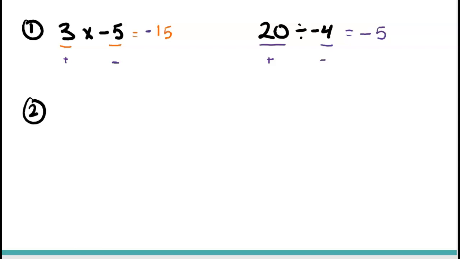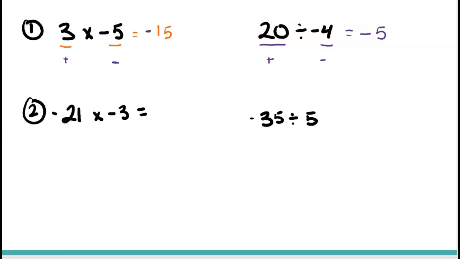Let's try one more to make sure that you got it. What happens if I say negative 21 times negative 3? And then over here, let's try negative 35 divided by 5. Again, pause the video, see how you do.